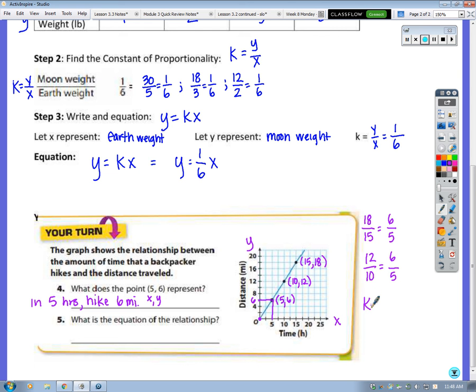So that means that k equals y over x. And in this case, that simplest one here is k equals 6 over 5. 6 is our y value, 5 is our x value. We know that based on our graph. And so then we're going to go ahead and plug that into our equation, y equals k times x. So y equals 6 over 5 x. So this is our base value here, and that's going to tell us that whatever amount of hours that we hike, we multiply it by that constant of proportionality, and that will give us the distance that we hike in miles.